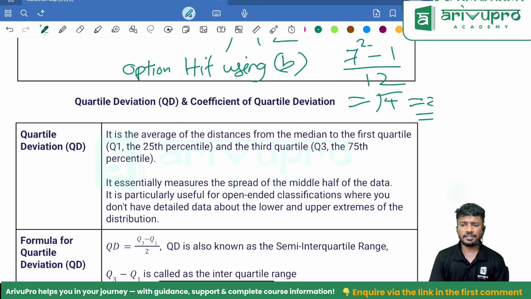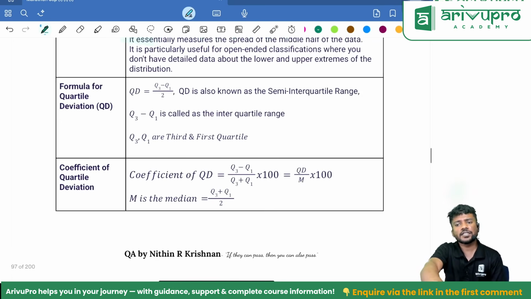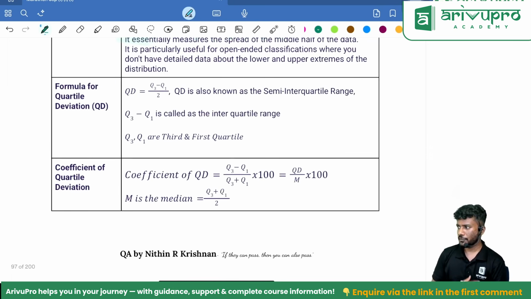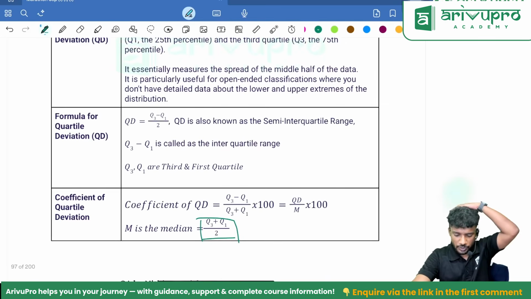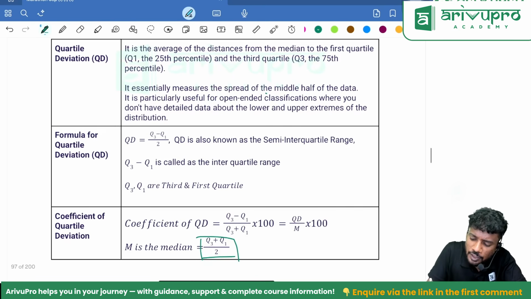Now here, what do you mean by quartile deviation? How many quartiles do we know now? We know Q1, we know Q2, we know Q3. Q2 is also called as what? Median. Then another formula you should know is that median is the average of Q1 and Q3. If you add Q1 plus Q3 divided by 2, you will get what? Median. Make a note of that also. Now, coming to the quartile deviation part, it measures the spread of the middle half of the data. Make a note of it.